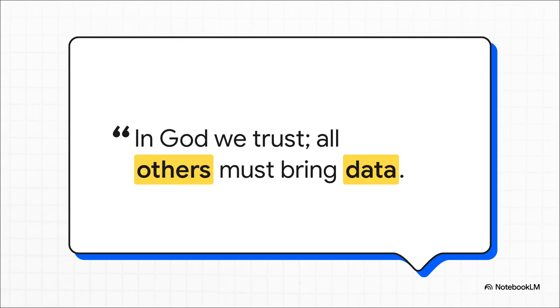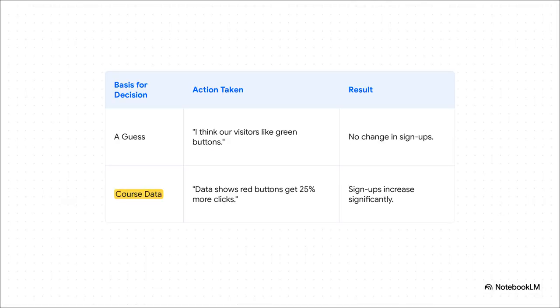This quote just perfectly sums up the professional mindset the course gives you. You know, opinions are one thing, but making solid decisions, that requires evidence. And data, well, data is the evidence. And here is that principle in action. A guess, I think our visitors will like green buttons, leads to absolutely no improvement. But after you learn how to analyze behavior, you can say, hey, the data shows red buttons get 25% more clicks. See? That's not an opinion. It's a fact that leads to real, measurable success.